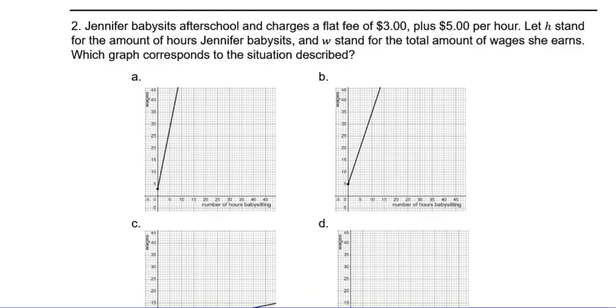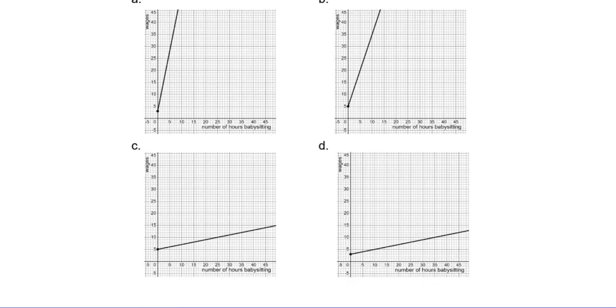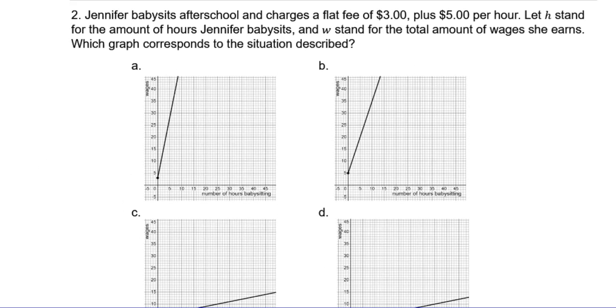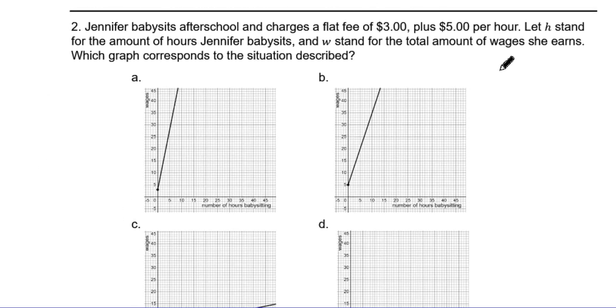It says Jennifer babysits after school and charges a flat fee of $3 plus $5 per hour. Let H stand for the amount of hours Jennifer babysits, and W stand for the total wages she earns. Which graph corresponds? Okay, so I'm gonna go ahead and write this in slope-intercept form first.